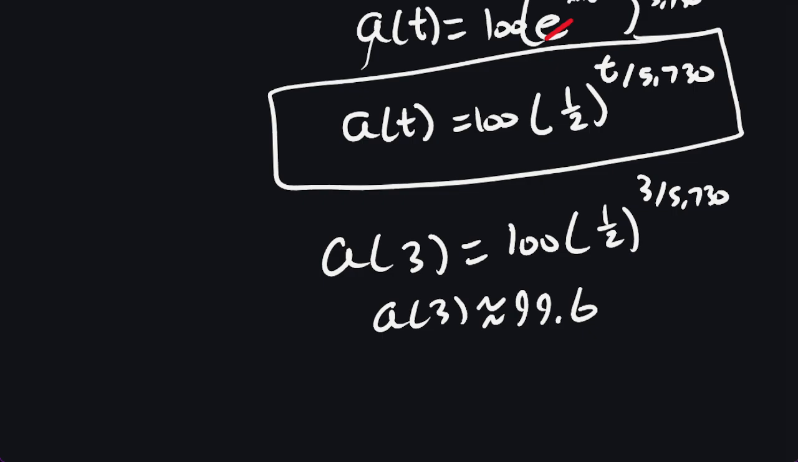But we know that the half-life is 5730. So after 5730 years, from year 0 to the year 5730, we'll go from 100 to 50 grams. And every 5730 years after that, we'll lose another half, and another half, and another half. So that's how half-life works with exponents and logarithms.